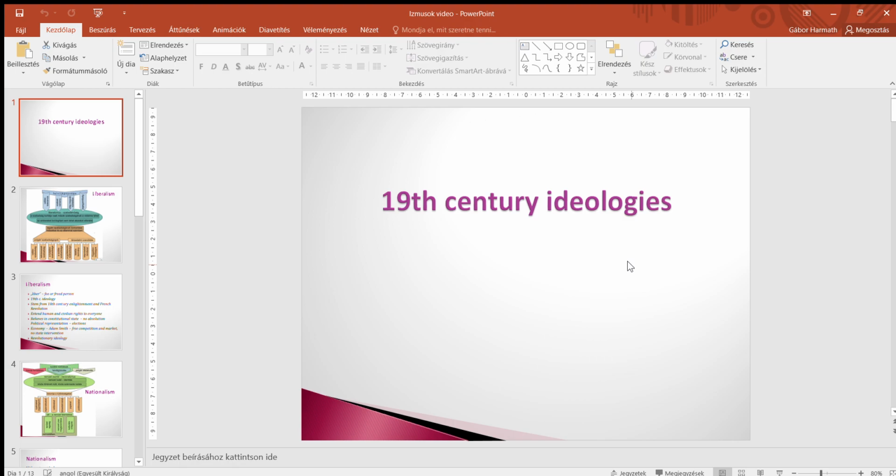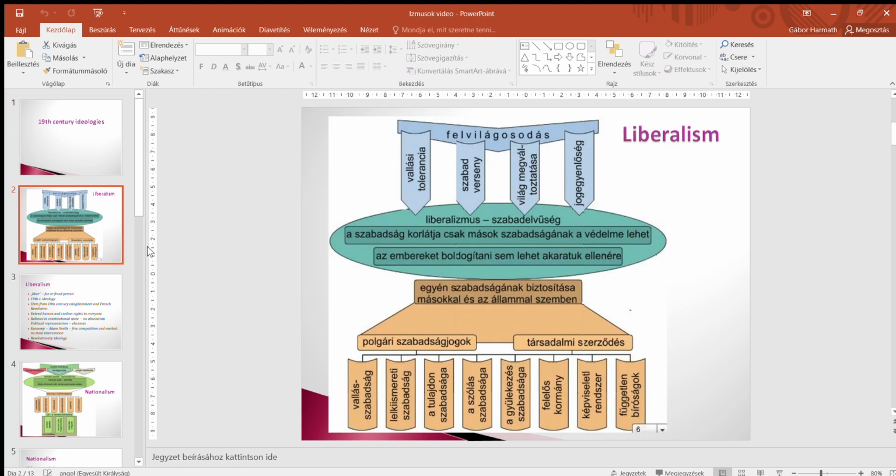I'm going to speak English because this is English in history, so the 19th century ideologies. We already know this picture. You remember that the first I mentioned was liberalism. Liberalism was born in the 19th century, but the stem actually came from the Enlightenment and from the previous century, so the 18th century.